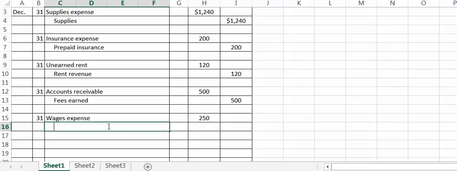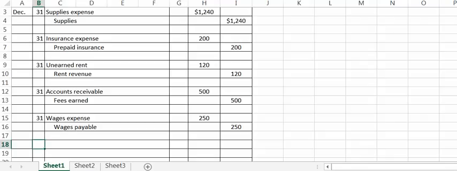Had we paid them, we'd credit cash. But we're not going to pay them until sometime in the new year. So that creates a new liability for us, you guys. This one's called wages payable. Increases on the credit side like all other liabilities. So that's got it on the books.